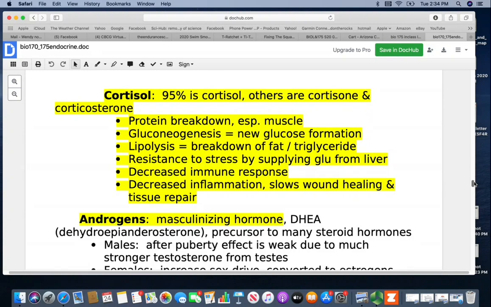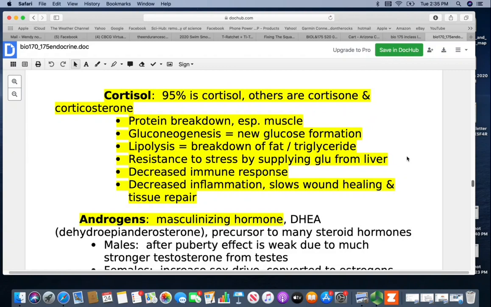What it's doing here, in a stress response, is trying to make sure that you have more glucose and more energy available. It will do that by breaking down whatever it needs to, whether it be fat or muscle, breaking things down in the liver. It's also going to prioritize what is important to deal with during a stress response, so it will decrease the immune response and inflammation, and it's going to slow wound healing and tissue repair.